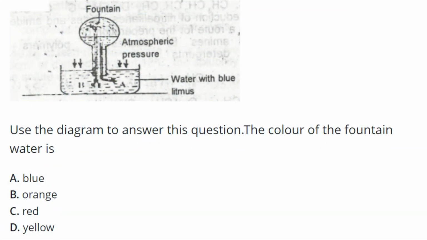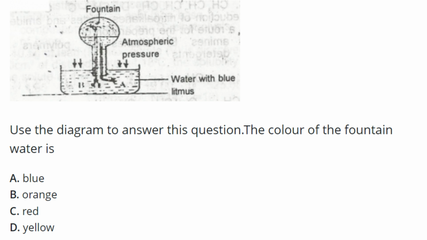Question 48. Use the diagram to answer this question. The color of the fountain water is A, blue, B, orange, C, red, and D, yellow. So the answer to this question is actually C. The reason being that this question is related to the previous question, and the answer to the previous question was hydrogen chloride gas. We know that when hydrogen chloride gas, which is highly soluble in water, dissolves in water, an acid will be formed.